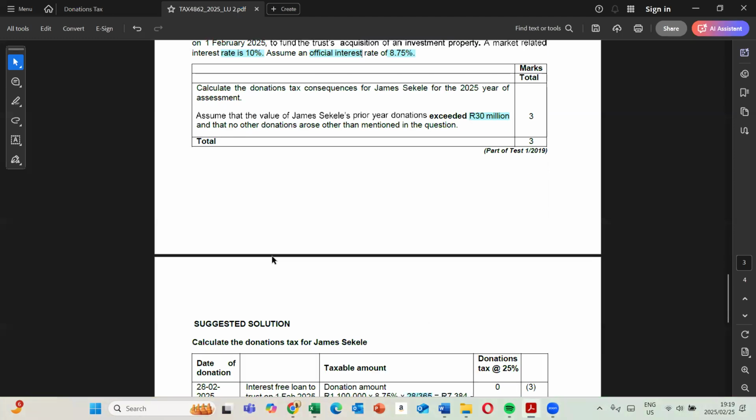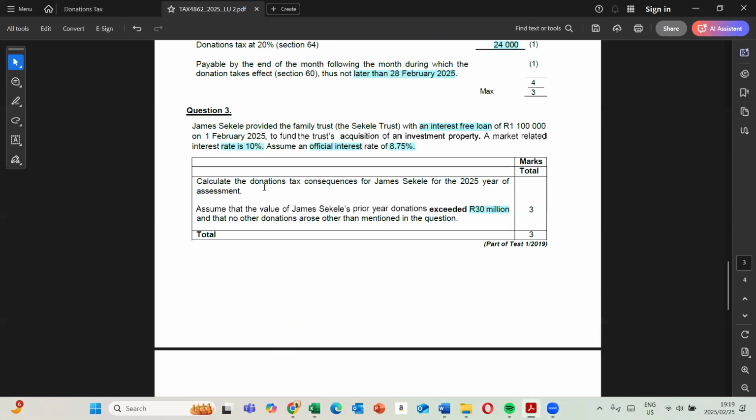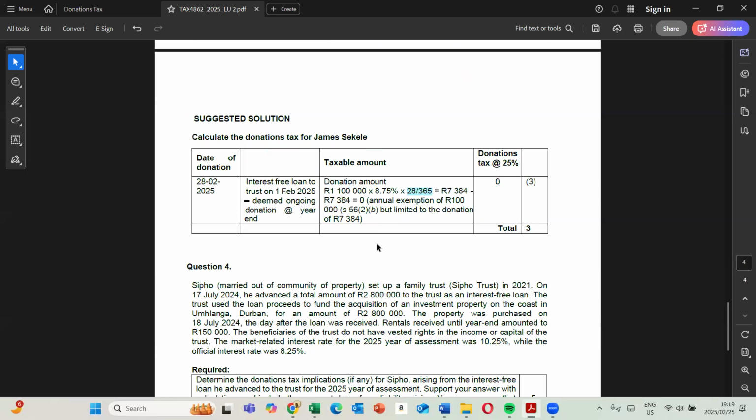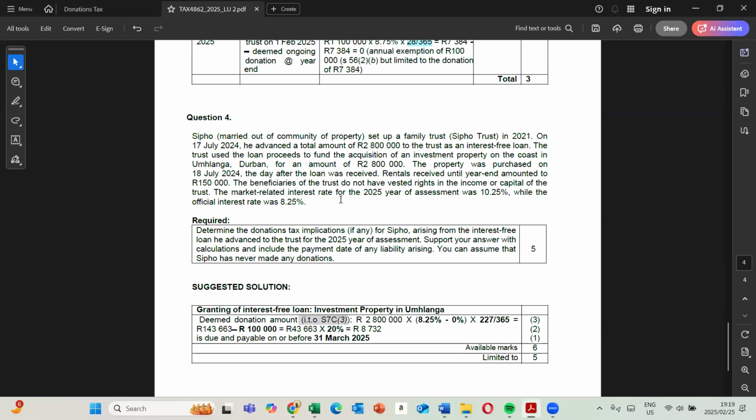Then let's look at our last example. All right, so they gave a low interest loan for the acquisition of the investment property. So how are you going to go about it? We did it. Let's look at this part.